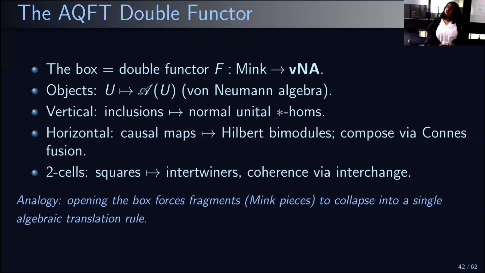But anyway, the way this algebraic quantum field theory double functor is defined is that the source is the double category of Minkowski spaces, and the target is the double category of Von Neumann algebras. So the objects go from some region of spacetime to constructing a Von Neumann algebra from it. Then the vertical morphisms are inclusions mapped to normal unital star homomorphisms, and the horizontal maps, the causal maps, go to the Hilbert bimodules, and you can compose them via fusion. And the two-cells basically map from squares to intertwiners.